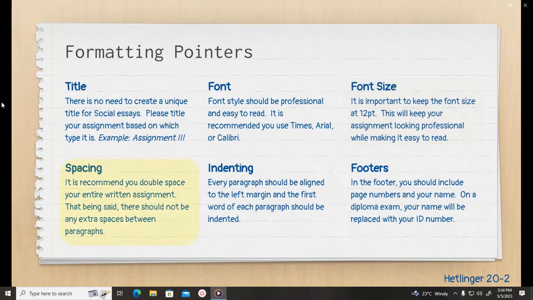Remember to double space your entire assignment. That being said, there shouldn't be extra spaces between your paragraphs. And each paragraph should be aligned to the left and indented. And finally, don't worry about any fancy headers or footers. Just put your name in the footer at the bottom, because on the diploma exam, all of that gets put in and it's replaced with an ID number.